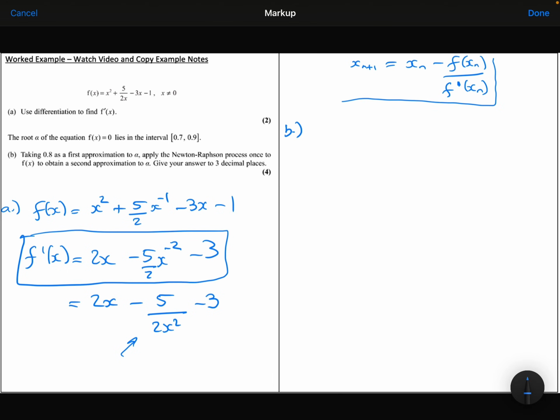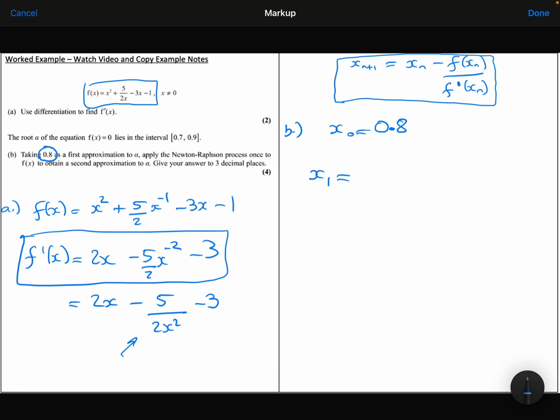This is the formula for Newton-Raphson. You do get given this in the formula booklet. So our first approximation is 0.8, so that's our x0 if you like. We've already got our function, f of x here. We've already got our gradient function that we worked out in part A. So we can use the Newton-Raphson process.